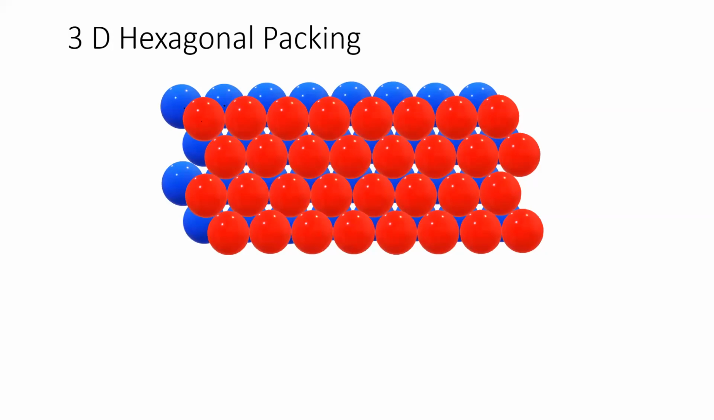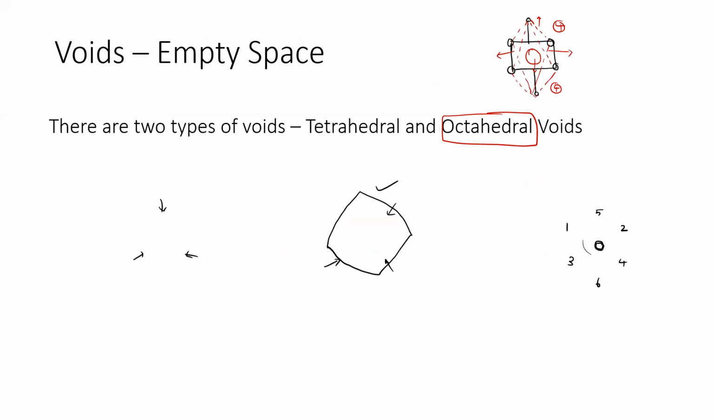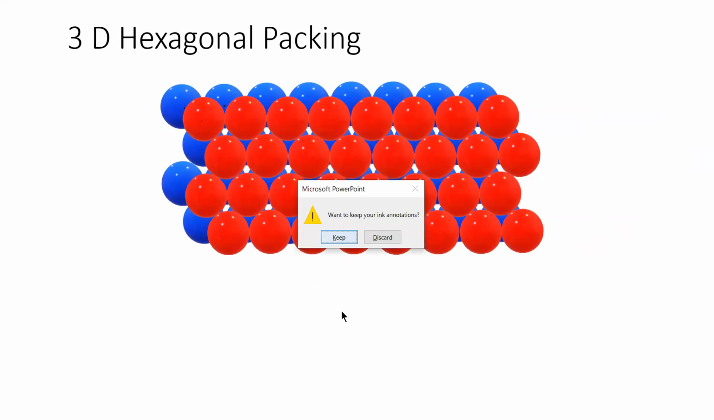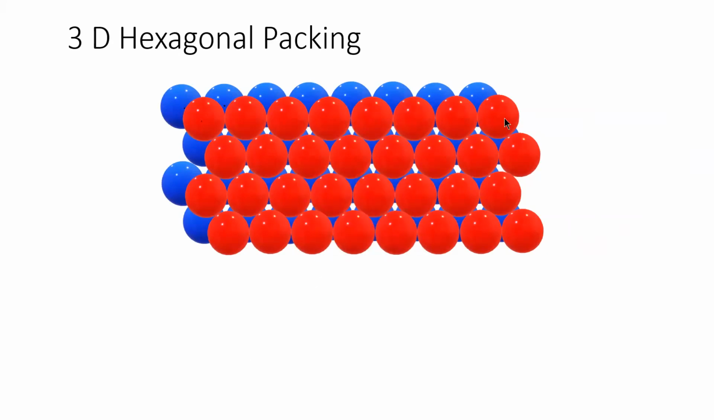Yes, sir. The second layer should be put in the depression of the first layer. That is what hexagonal close packing does; it reduces the empty spaces. Is that clear? Clear, sir. Sir, what is the coordination number? In where? In 3D hexagonal packing. In 3 dimensions, it is 12. 12 is the coordination number.